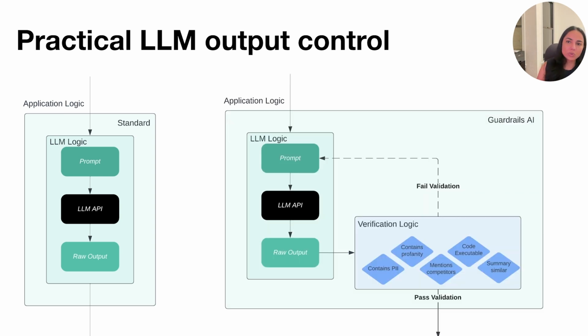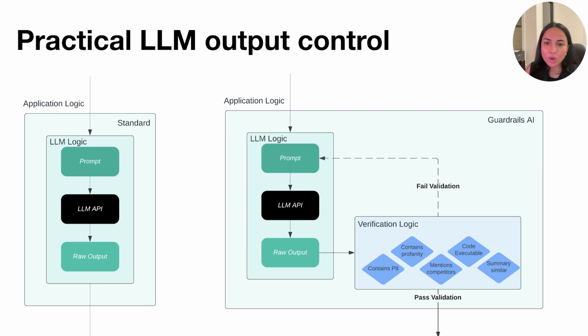And how the Guardrails AI approach differs from this standard route is that the raw output of the LLM is then sent over into a separate verification module. What this verification module does is it executes a number of independent small programs on the LLM output that check whether the LLM output behaves in a certain way or not. And depending on whether that verification passes or fails, next steps are taken.